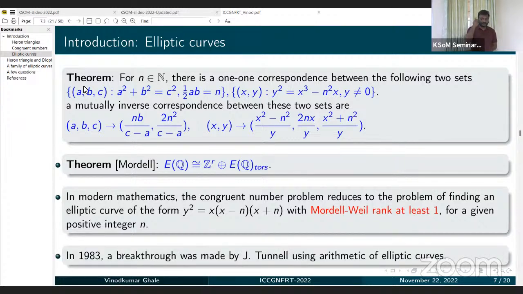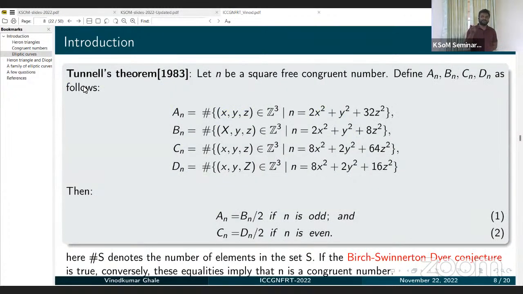And in this regard, a breakthrough was made by Tunnell. He reduced it to a finite algorithm, with finite steps. He introduced these sets A, B, C, and D, and Diophantine equations. When A_n is equal to B_n by 2 for odd numbers, and C_n is equal to D_n by 2 for even numbers. But this converse part is dependent on the BSD conjecture. Which means we do not have a description for all congruent numbers yet.